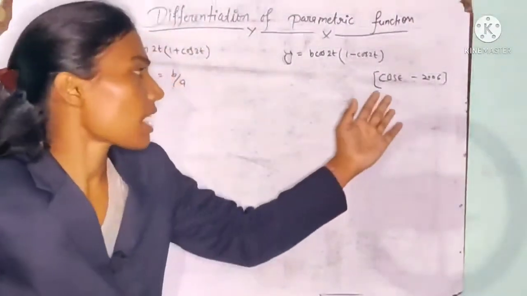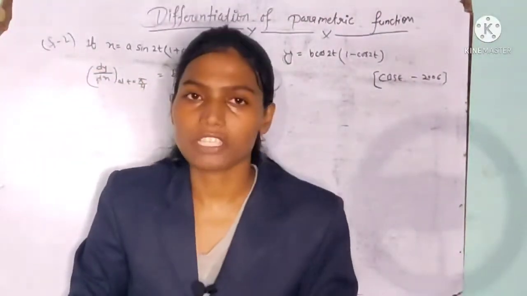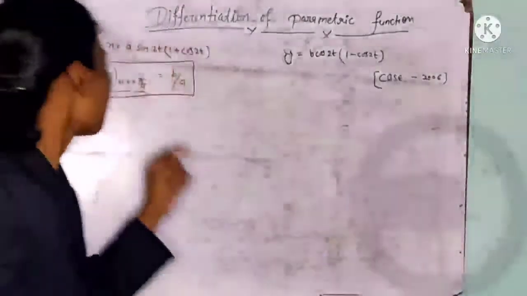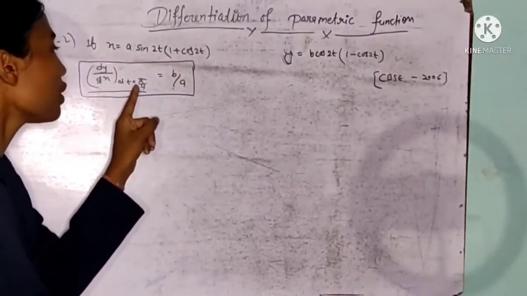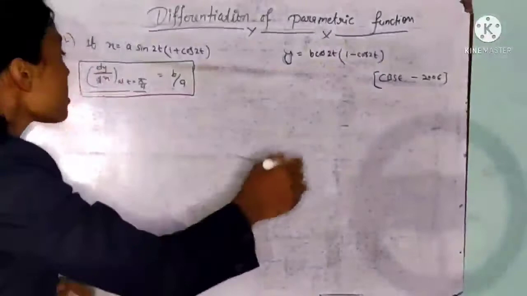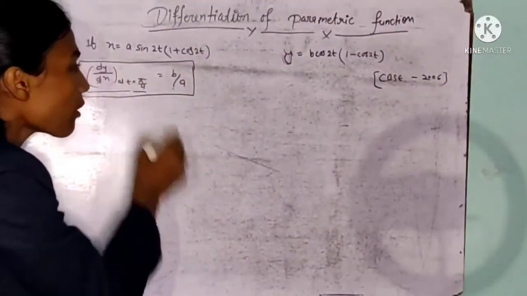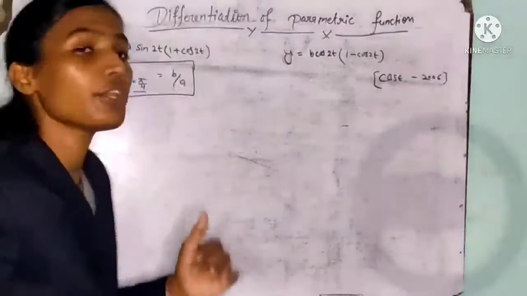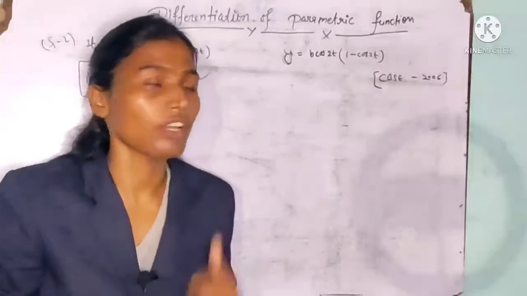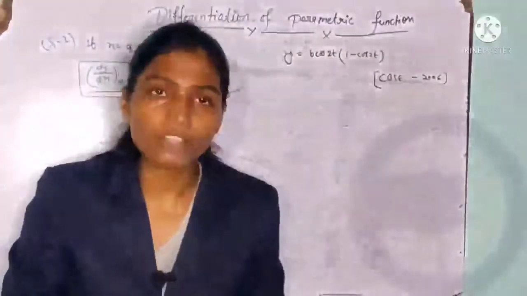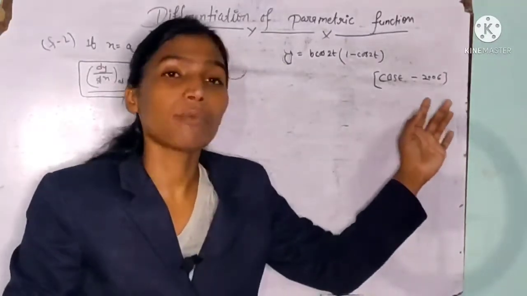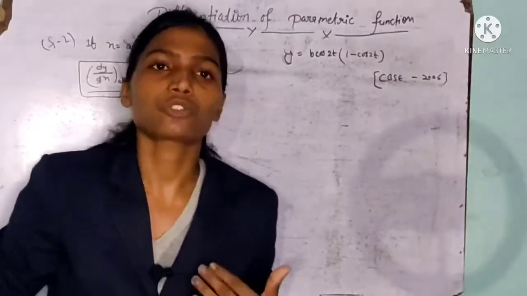Now, this question was asked in the CBSE 2006 board exam. First you see what is new here. We need to find dy by dx at t equal to pi by 4. First you need to find dy by dx, then put t equal to pi by 4, and finally prove that dy by dx at t equal to pi by 4 is b by a. You prove that. This is a new question asked in the CBSE board exam 2006. Come and solve together.